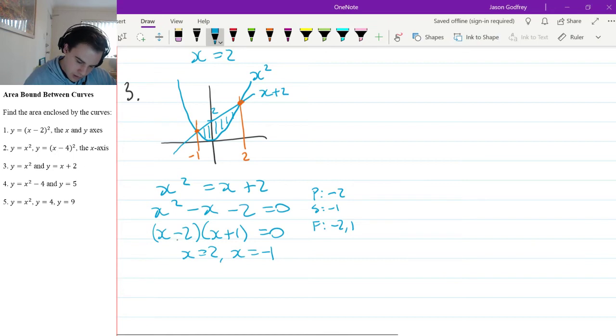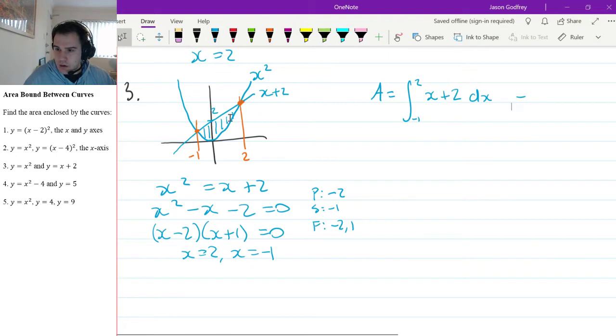So how can we find the area? Now that we know these points, we can find the area underneath the curve on top, which is a straight line here. So the area from negative 1 to 2 of x plus 2. And we can subtract the area under x squared. If we subtract the area under x squared, we remove these two pieces here and here, and then we'll be left over with that area.